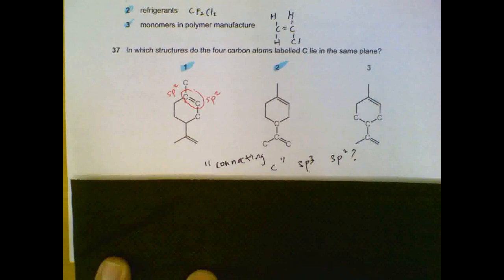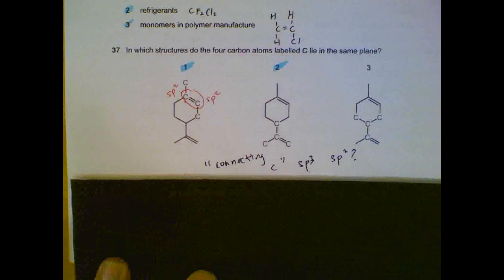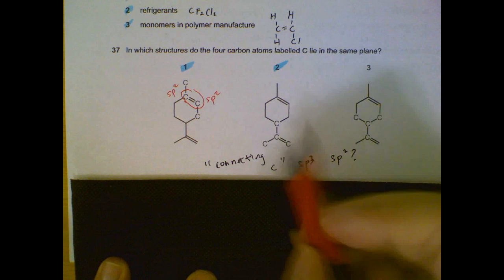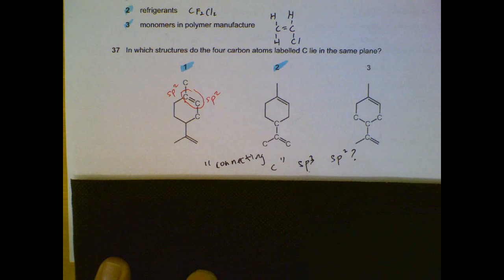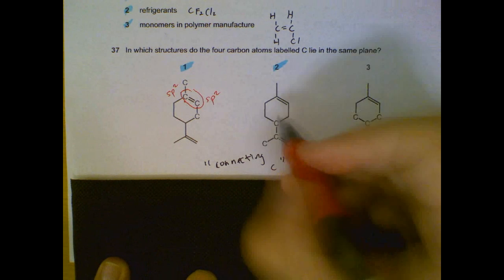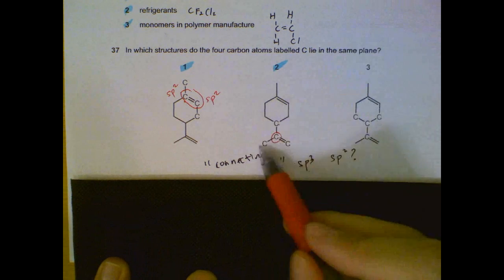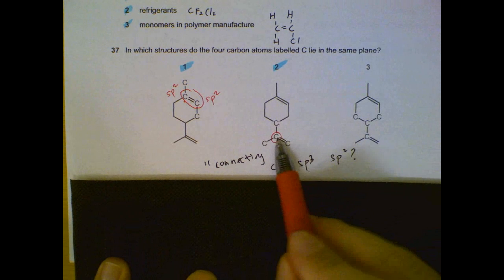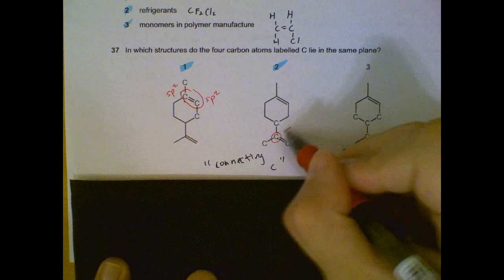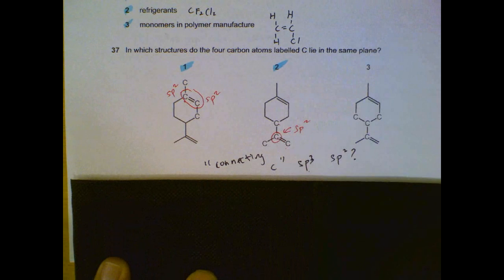So your carbons all lie on a plane. Option 2, the connecting carbon is here. Right, these are the carbons at the tail end. So we just focus on this carbon, sp2. So the rest lie on a plane.